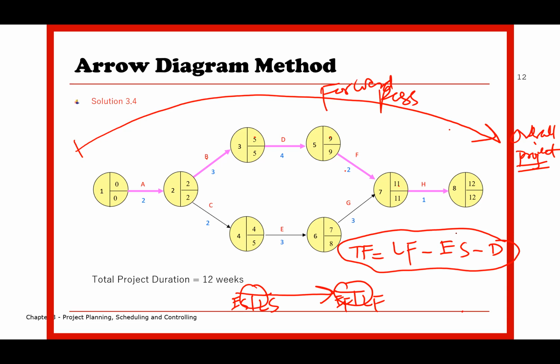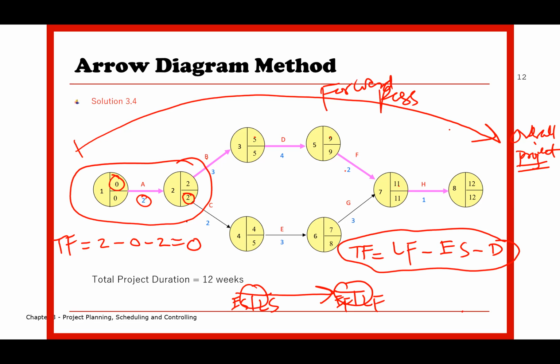Let's focus on activity A. The late finish is equivalent to 2, the early start is equivalent to 0, and the duration is equivalent to 2. So 2 minus 0 minus 2, total float, which is equivalent to 0. So the total float for activity A is 0 based on this formula.